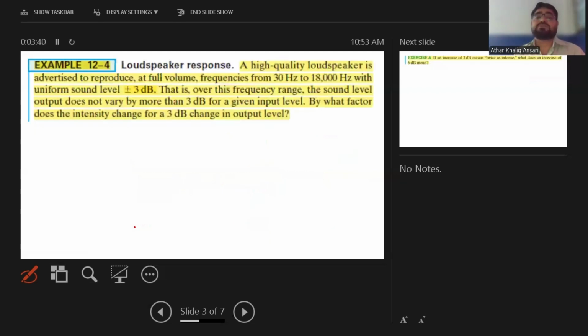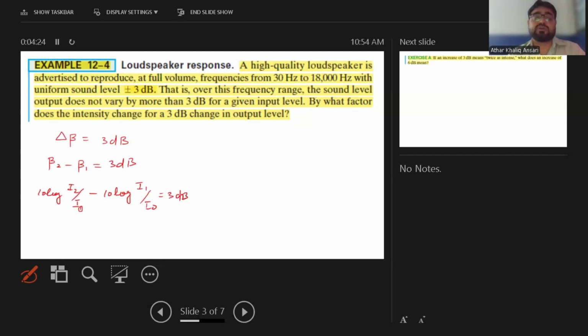If you look at this question, we did it, but I'm just reviewing it. There is a difference of two sound decibel levels that is given as 3 decibel. So 3 decibel is delta beta. Delta beta means beta 2 minus beta 1 is equal to 3 dB. The equation says beta 2 is 10 log of I2 over I naught minus beta 1, which is 10 log of I1 over I naught. This is equal to 3 decibel.